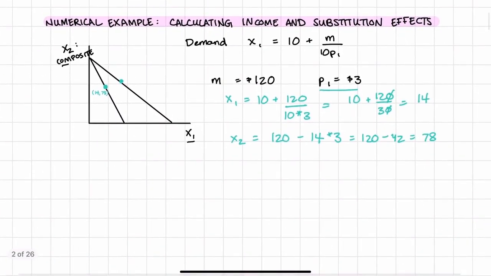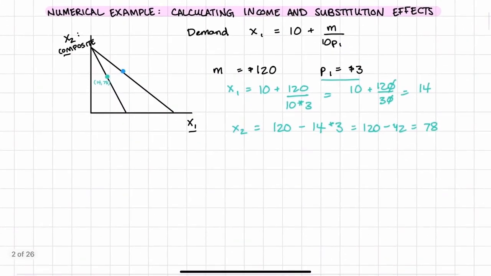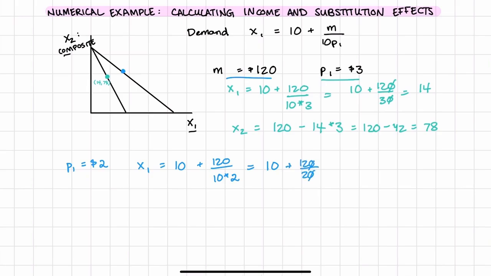Okay, now let's go on to what will happen. I'll do this in blue here. I want to know what happens when the price of good one falls. So P1 will fall to $2. We still have an income of 120. What's our demand for good one and good two? We know that x1 is 10 plus M, which is still 120, divided by 10 times P1, which is 2 now. So we get a demand for good one, which is 10 plus 120 over 20, or 10 plus 6, which is 16. You get 16 units of good one.